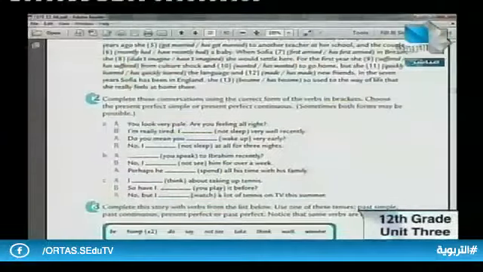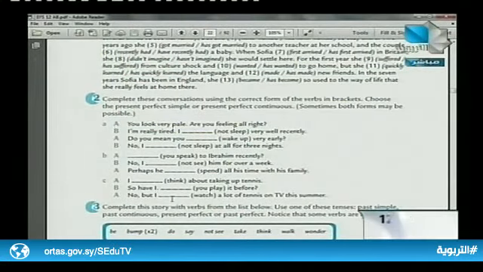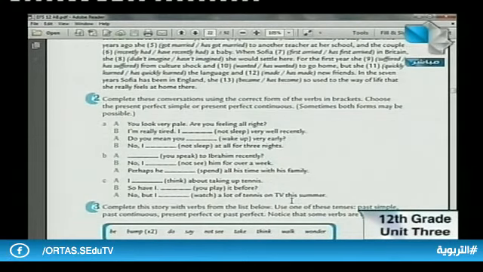Have you played it before? No. But I have been watching a lot of tennis on TV this summer. Why did you choose to use the continuous form?